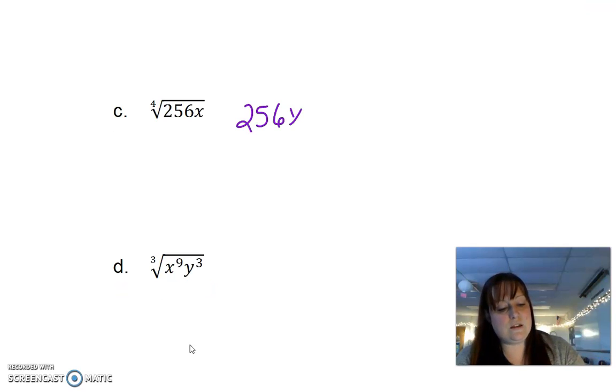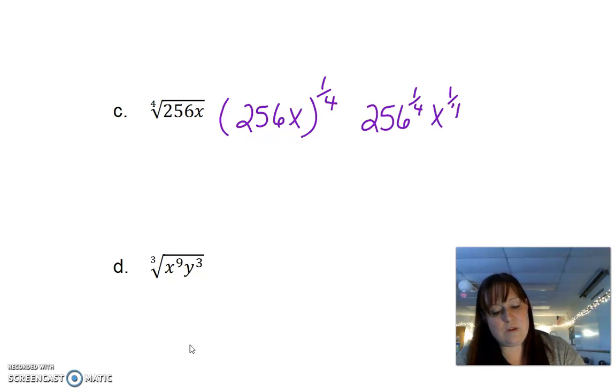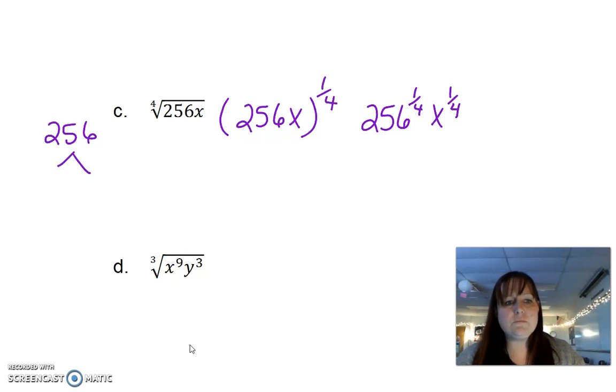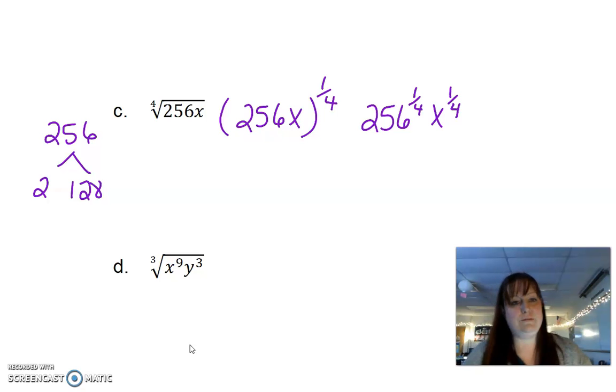256x to the 1/4, and remember that 1/4 applies to both of them, so this is 256 to the 1/4 x to the 1/4, and then we need to see if that 256 has a 4th root. So remember, we're just going to do a prime factorization of this. So that's 256 divided by 2 is 128, right? Yeah, don't make me do math this quickly. Okay, 256 divided by 2 is 128.